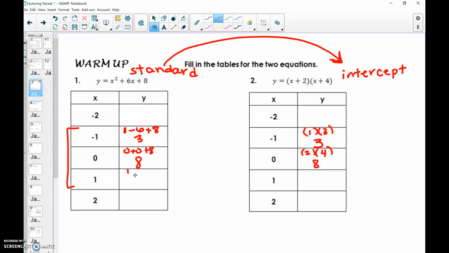And then again, we'll do it with 1. 1 squared is 1. 6 times 1 is 6, plus 8 is 15. 1 plus 2 is 3. 1 plus 4 is 5, so it's still 15.